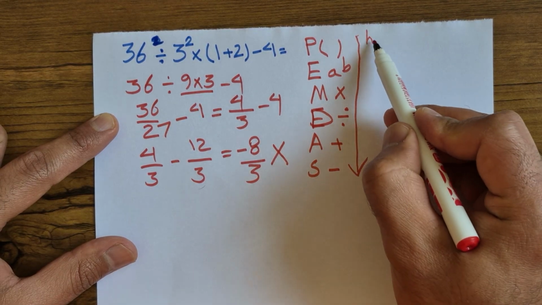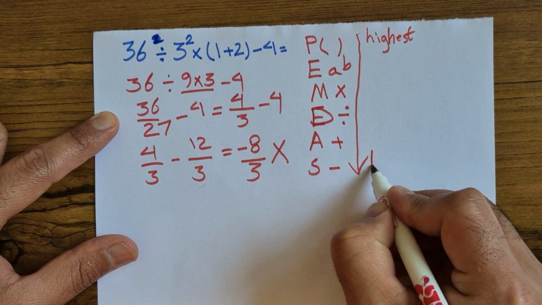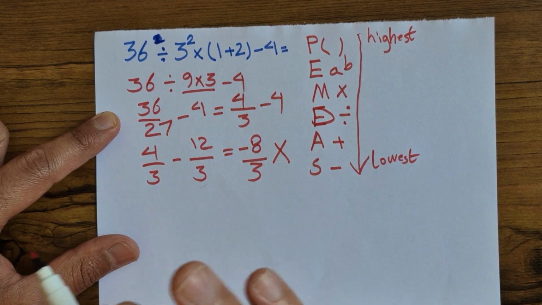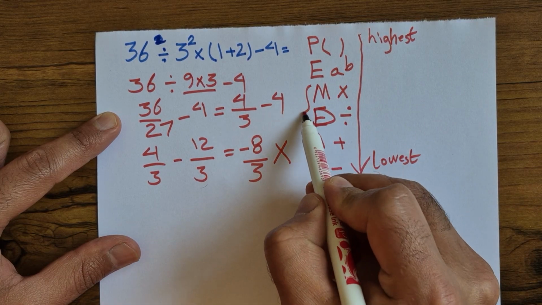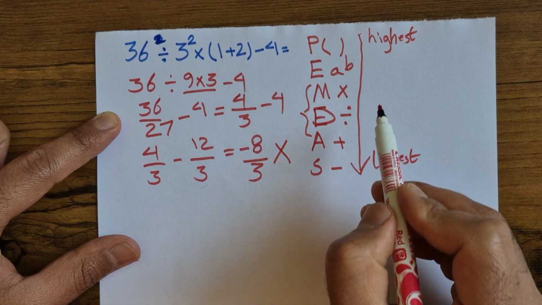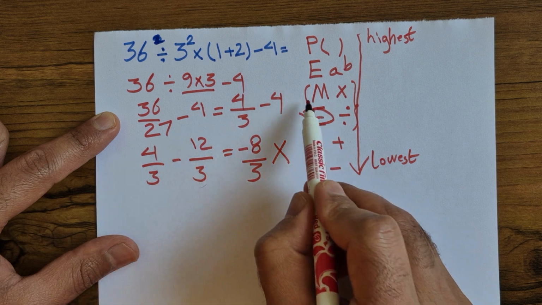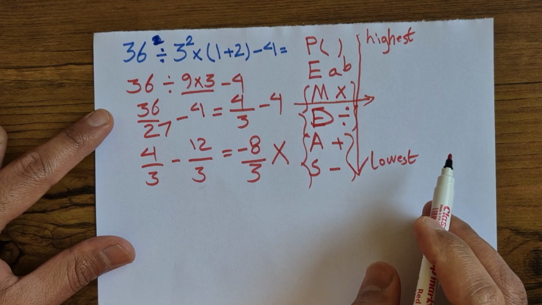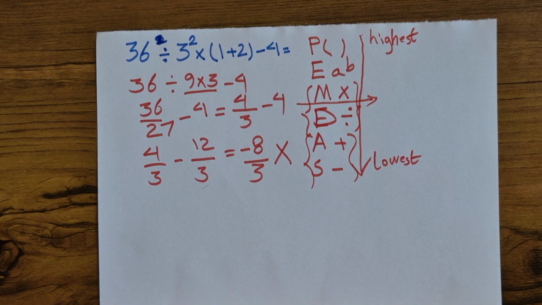So here we have the highest priority, and here we have, let's say, the lowest priority or precedence. So parentheses have the highest precedence of them all. Then exponents, then multiplication and division, they have the same priority. So pay attention. They have the same precedence. Go from left to right. And again, we have addition and subtraction, the same precedence. Go from left to right. So a lot of students think that multiplication has a higher priority than division, but no.